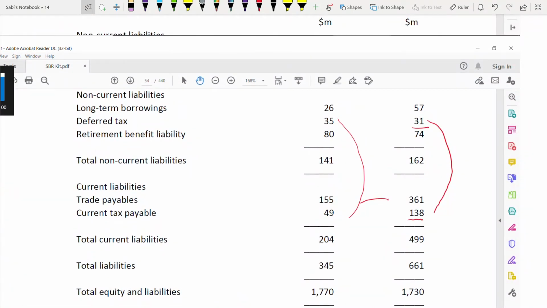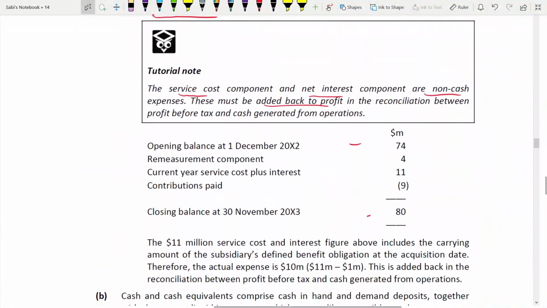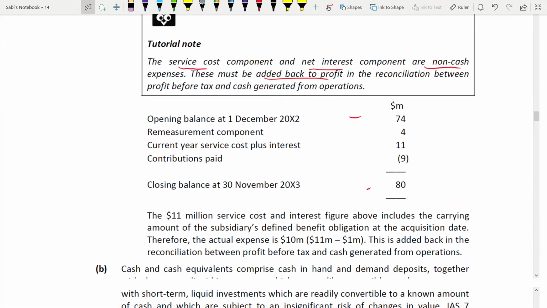So if you see here, retirement benefit liability, we have 74 versus 80. These are the opening and the closing balance. 74 and 80. Then we have from the profit and loss account in between. It's always like that. Opening and the closing balance you will get from the statement of financial position of any item. In between balances, what you have are from your profit and loss account or OCI, or something which is given in other information. Then always the balance is your cash paid or received.